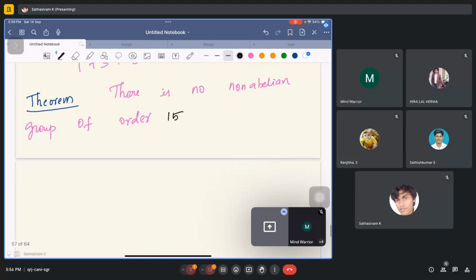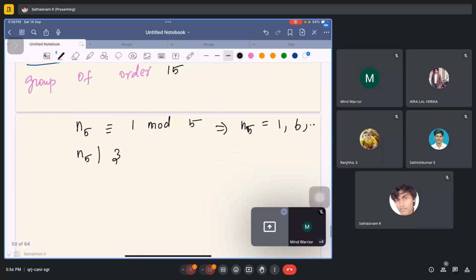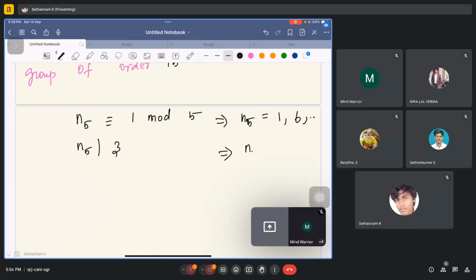So let me prove this one. Let's do the same thing again. First, what we do is we compute the number of Sylow 5 subgroups, not the Sylow 3 subgroup, but the Sylow 5 subgroups. This is congruent to 1 mod 5. I'm using the Sylow third theorem, and it has to divide 3. So 1 mod 5 means what? It can be 1, or it can be 6 or something more, but it has to divide 3. That means n5 is basically 1.